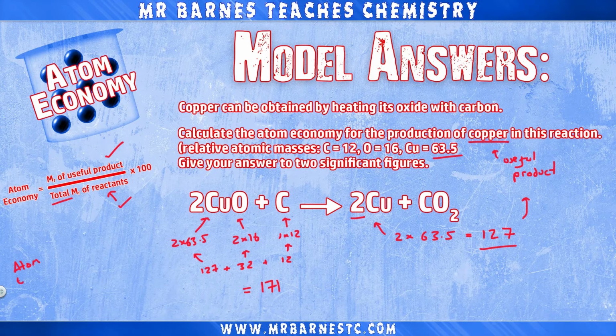We now have everything that we need to work out the atom economy, which is 127, our useful products, divided by 171, our total formula mass of reactants, multiplied by 100, giving me an answer of 74.269 for our third mark. And then our final mark is for giving our answer to two significant figures, which in this case is 74%, which is your final answer.